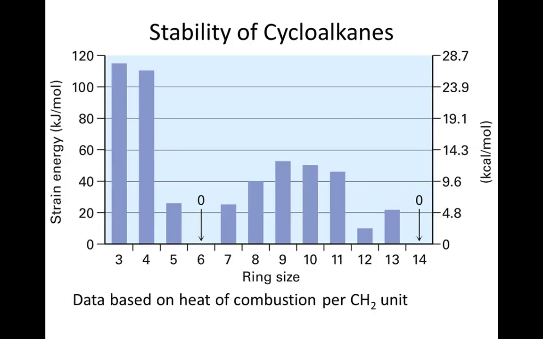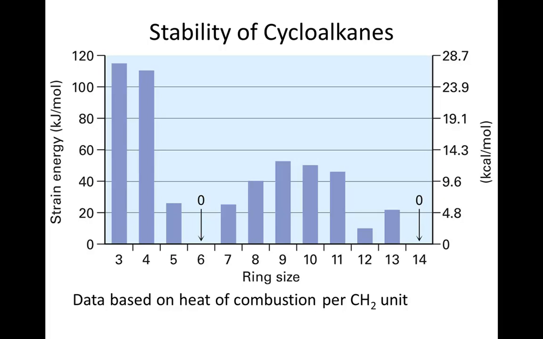It is the energy associated with the deviation of the bond angle from what it ideally would want to be for whatever that hybridization of carbon is. So here's a chart where the combustion data has been collected on a series of rings and divided by the units, however many CH2 units there are in the ring.